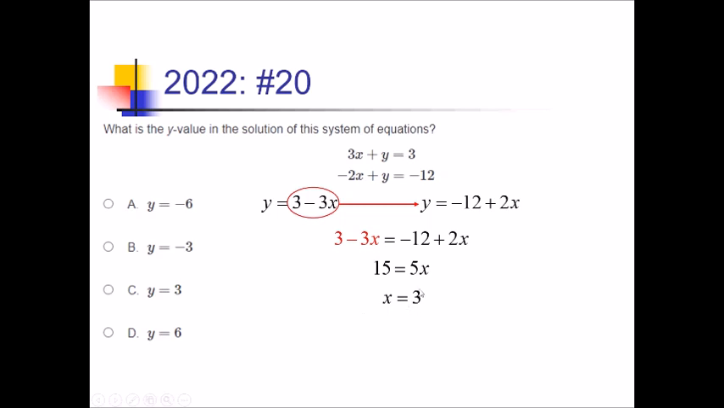So I have to plug this back into one of my equations up here to get the y value. It doesn't matter which one. I'm just going to use this one over here. So this is going to be y equals 3 minus 3 times 3. Whole bunch of 3's going on. 3 minus 9 gives me negative 6, and that is choice A.